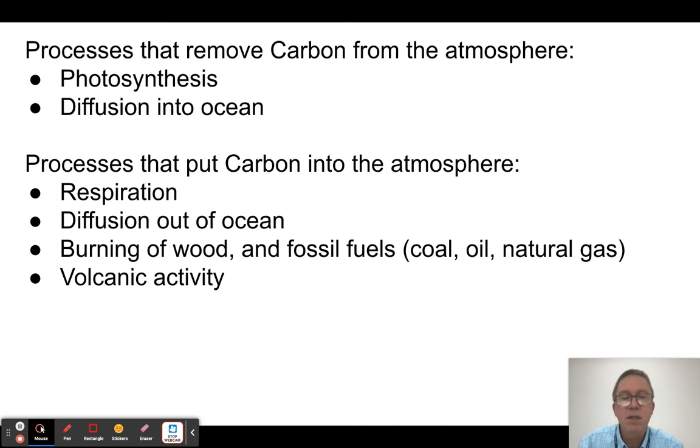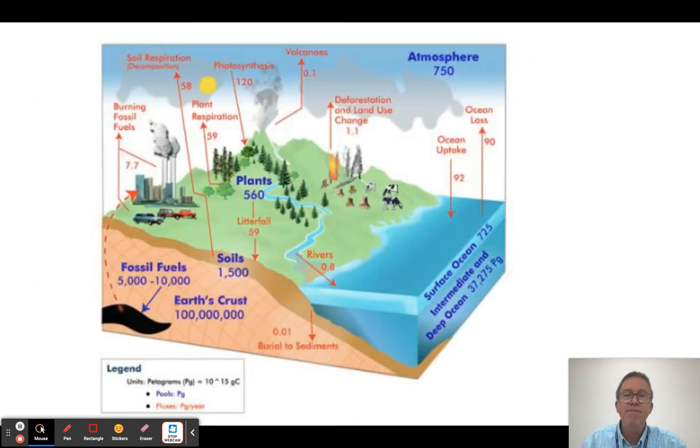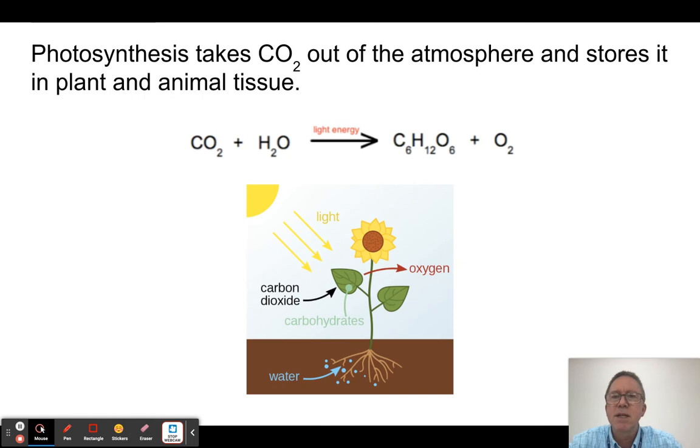Then there are other processes that are pretty important, most notably burning. If we burn things like wood or oil or natural gas, these are carbon compounds, and when we burn them, we combine them with oxygen and turn them back into carbon dioxide, which goes into the atmosphere. Another one that's pretty important for carbon dioxide is volcanic activity. Here's a diagram of the system. I don't really want to focus on it too much right now. I want to go on to the next thing and talk about photosynthesis.